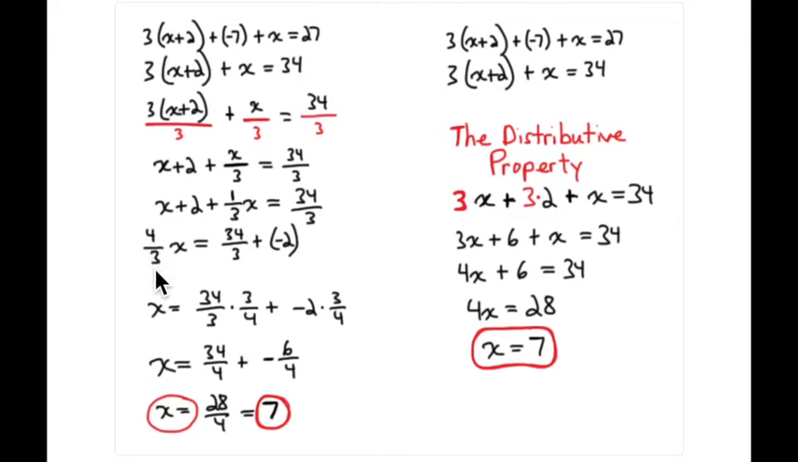3/4 of 4 things are 3 of those things. So 3/4 of 4/3 are 3/3. Well, 3/3 is one whole piece, one whole x in this case. So this becomes x. But I also have to multiply each of these terms by 3/4. So 34/3 times 3/4 plus a -2 times 3/4.